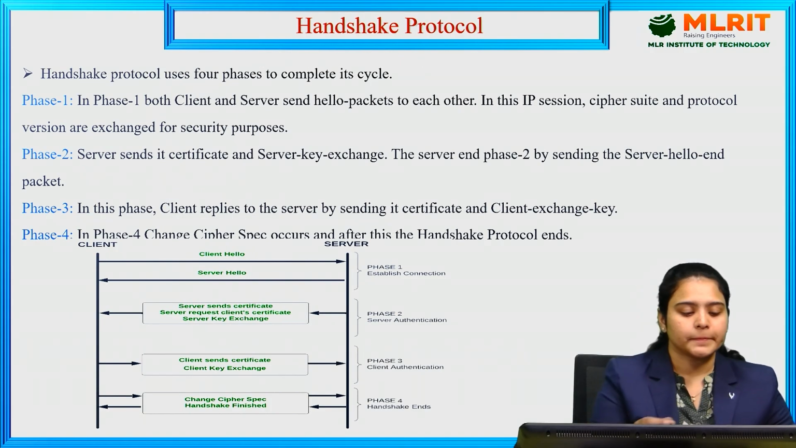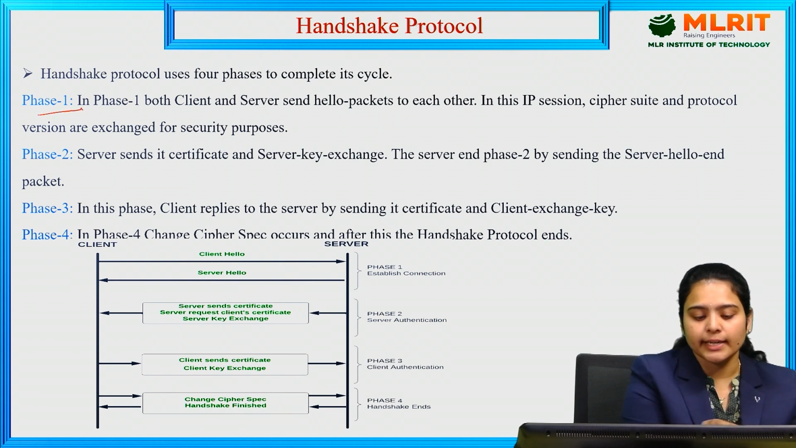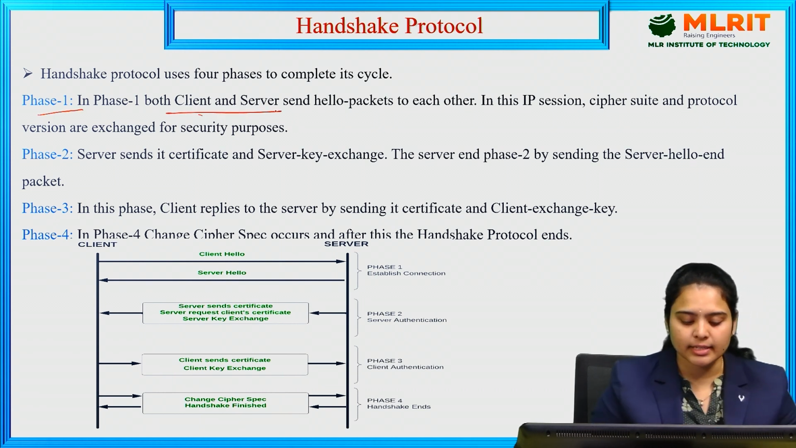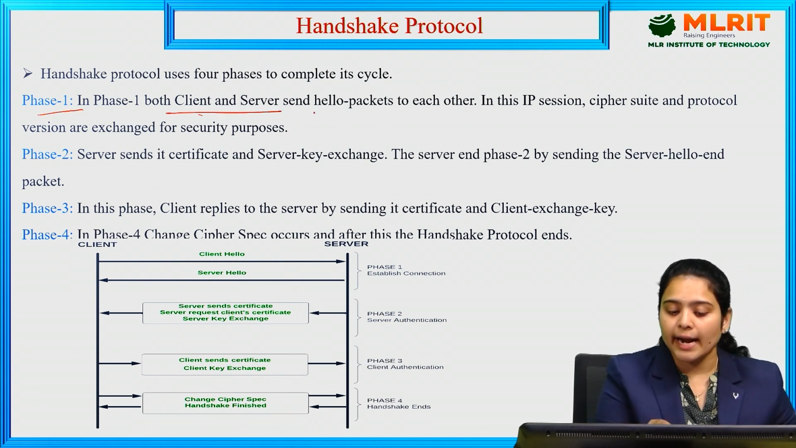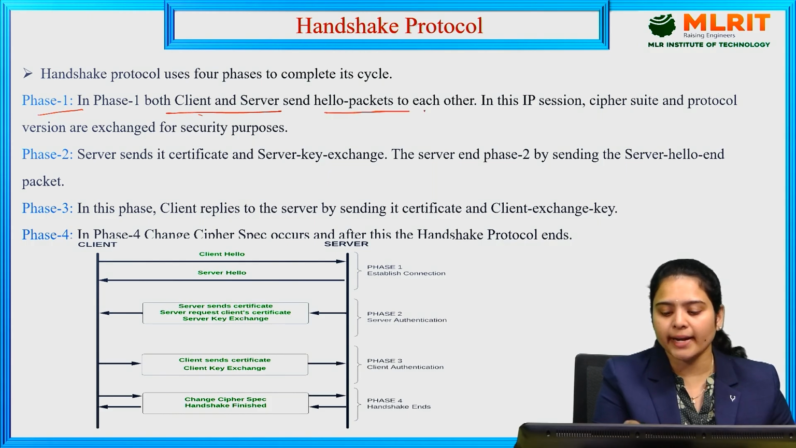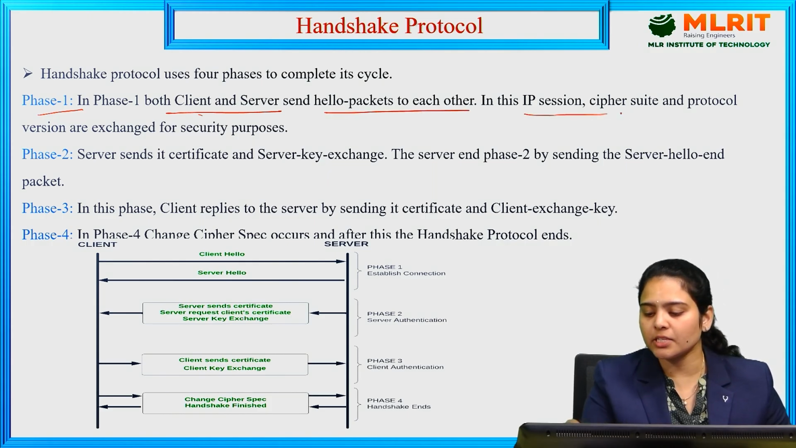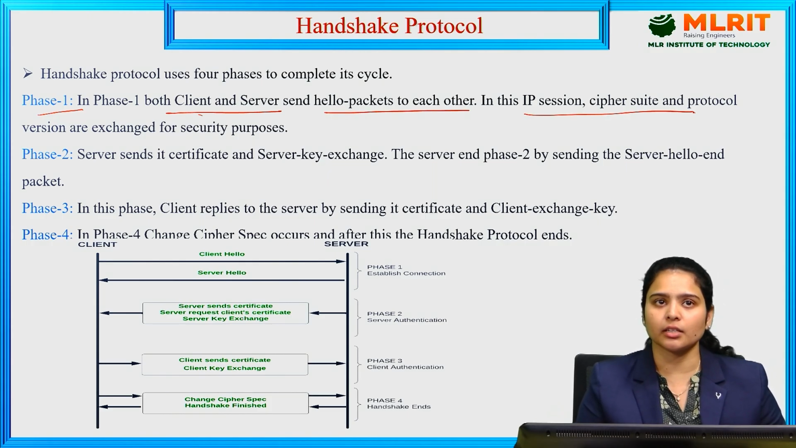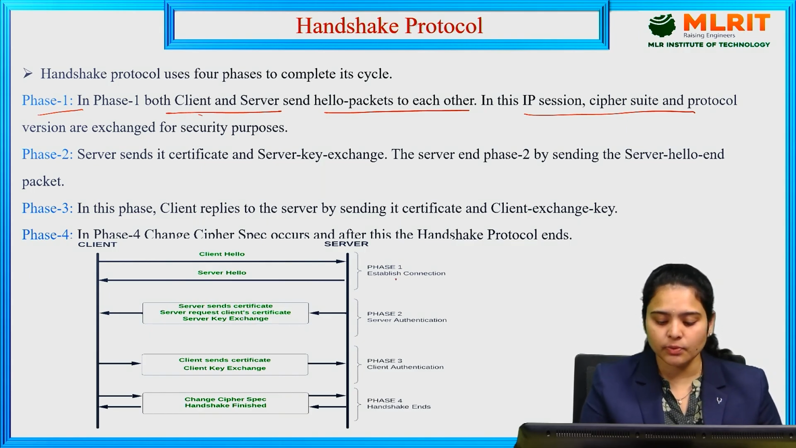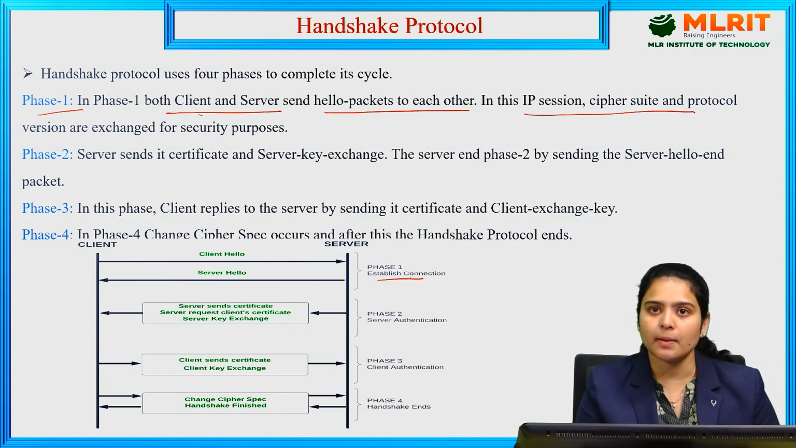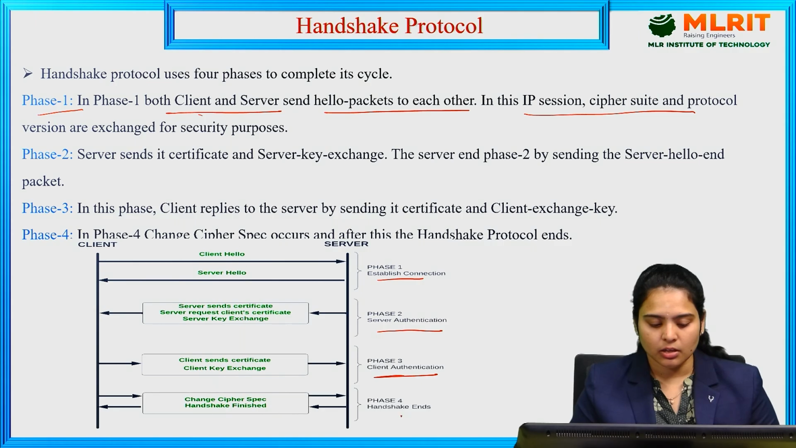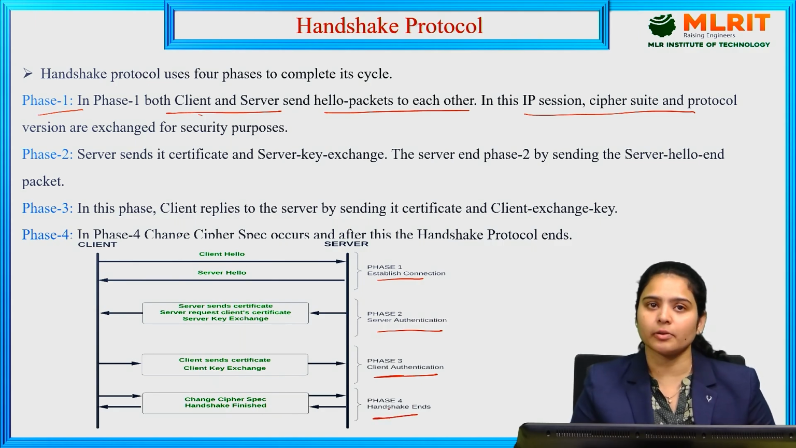In phase 1, both the client and server send hello packets to each other, and this contains the cipher suite and the protocol version. So firstly, in phase 1, a connection is established. In phase 2, server authentication. In phase 3, client authentication. In phase 4, the handshake ends.